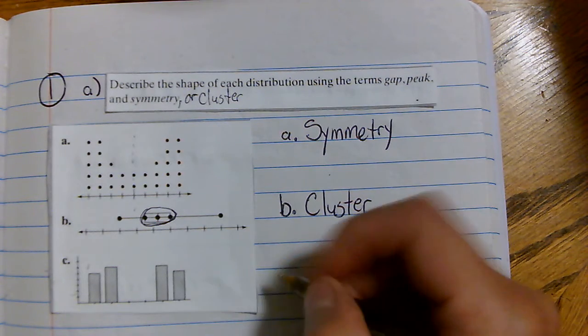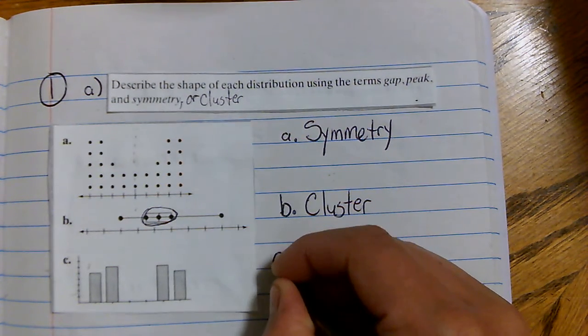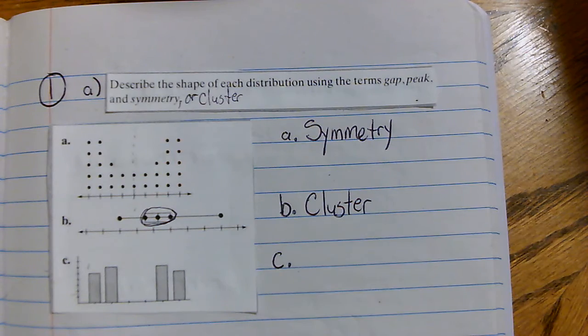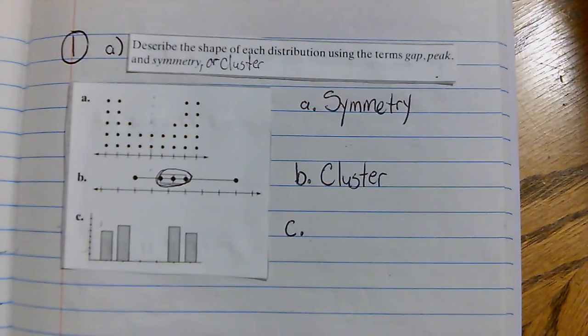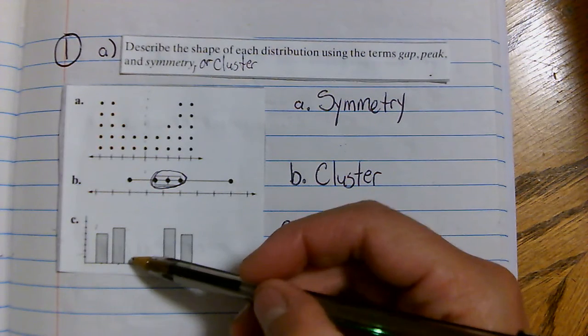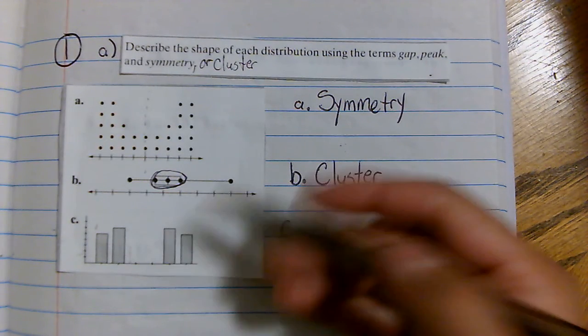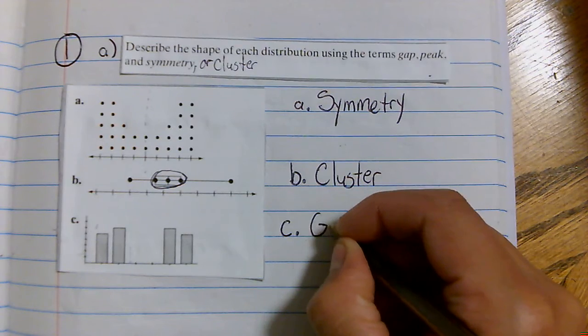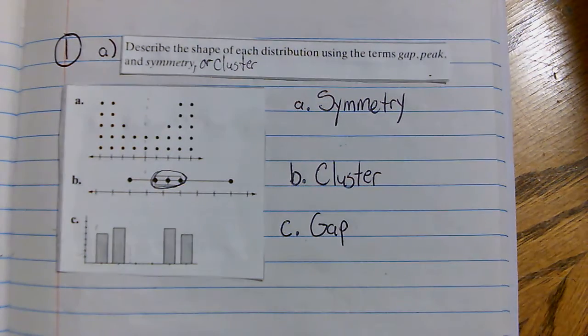Let's take a look at C. This is a bar graph. This is not a histogram. Remember, in histograms the bars have to touch each other. So this is just a bar graph. If we had to pick gap, peak, symmetry, or cluster, well, you can see there's a big gap right here. So I would definitely say gap for this one.